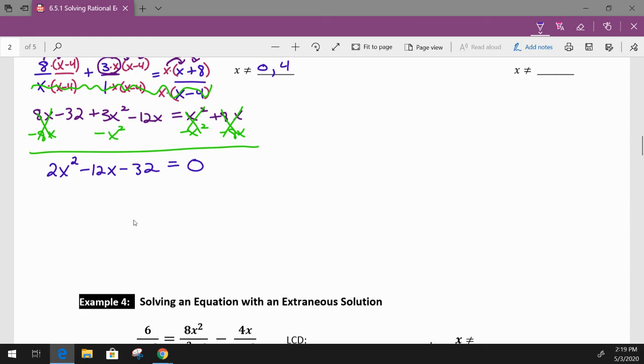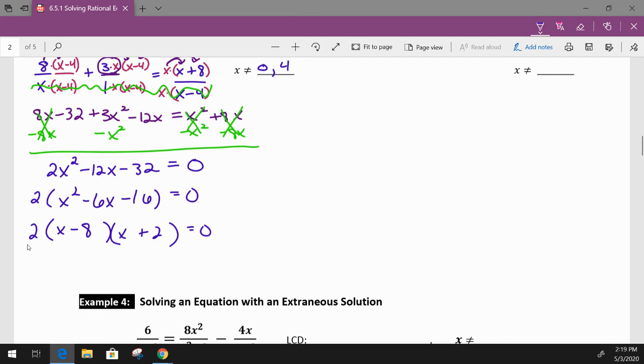So now we can solve it by factoring. Factor out a 2, giving you x squared minus 6x minus 16. Then factor that trinomial. It will factor into x minus 8 and x plus 2. There still is a 2 out front, which, when you're solving an equation, does not have an x with it, so it will not give a solution. We can just kind of ignore that.